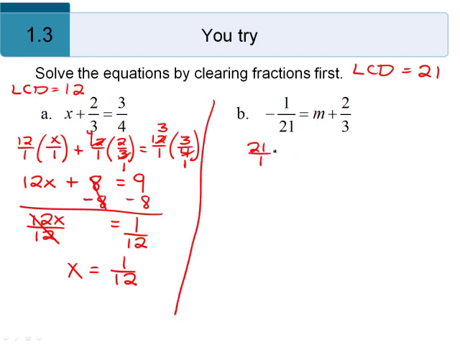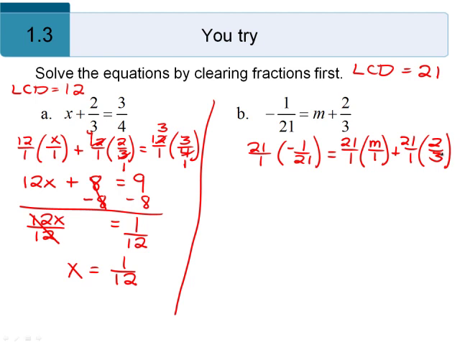All right, so we're going to put 21 over 1, and I'm going to draw a line here so we can keep them separate, times negative 1 over 21. That's that first term. Bring down your equal sign: 21 over 1, and make sure you have m over 1. Got to keep that multiplied also. Plus 21 over 1 times 2/3. So back on the left, the 21s are going to cancel to just 1s. So you have 1 times negative 1, which is negative 1, equals 21 times m, which is 21m.